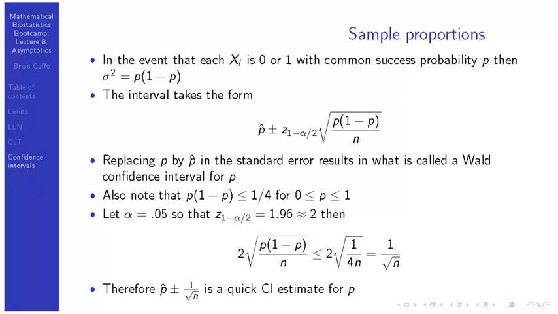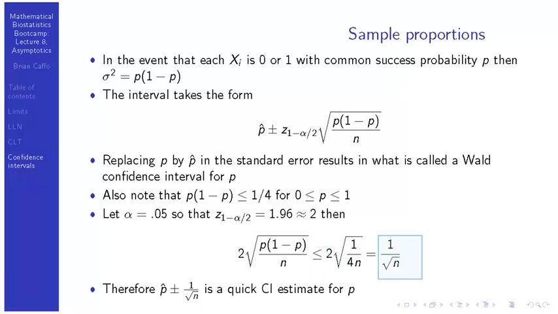So remember that the biggest that p times 1 minus p can be is when p is a half. So this thing is less than or equal to a quarter, as long as p is between 0 and 1, which is our restriction because we're talking about a proportion or a probability. So in this case, if we let alpha be 0.05 so that the standard normal quantile is 1.96, which is close enough to 2, among friends, let's just call it 2, then the margin of error part of the confidence interval, 2 times the square root of p times 1 minus p over n, works out to be 2 times the square root of a quarter divided by n, and so you wind up with 1 over square root n.